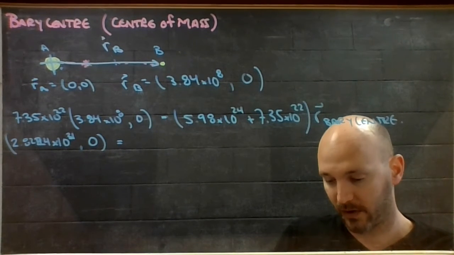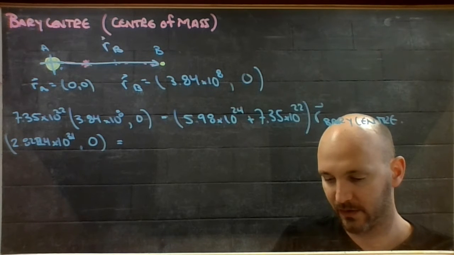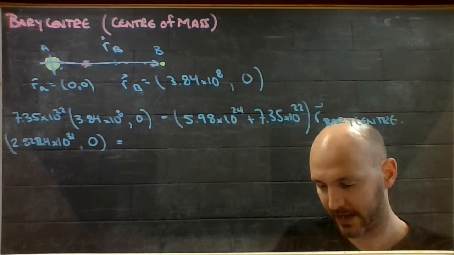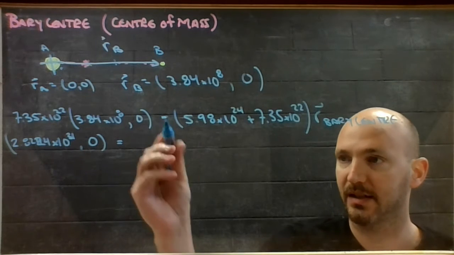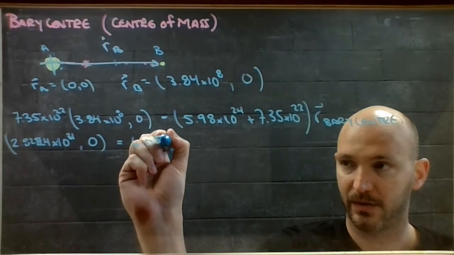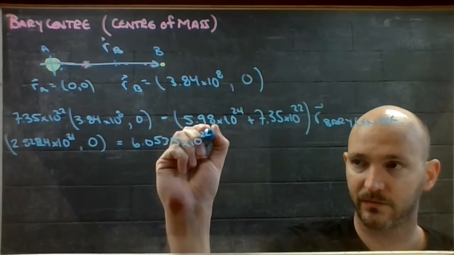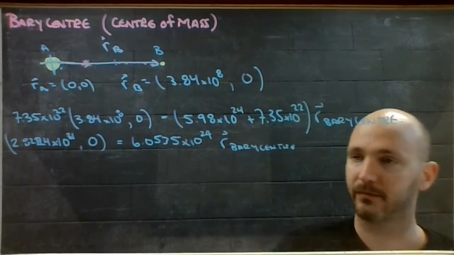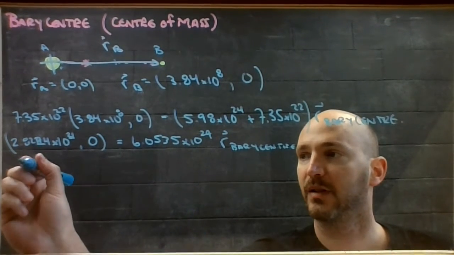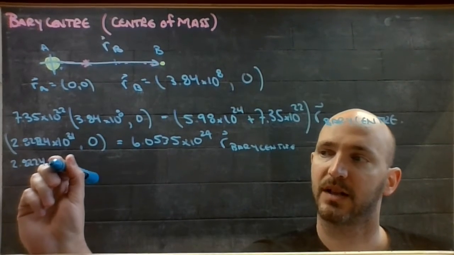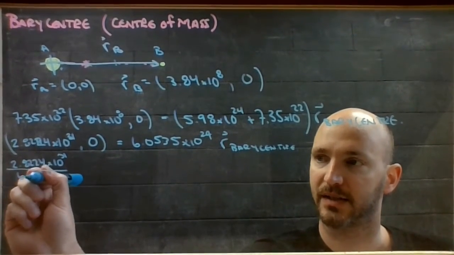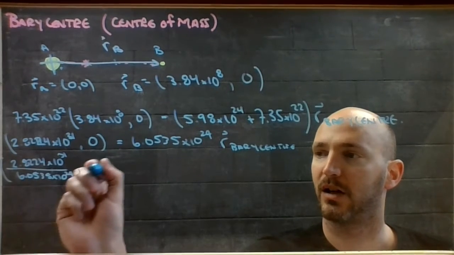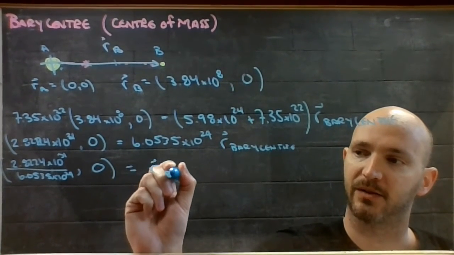5.98 times 10 to the 24 plus 7.35 times 10 to the 22 gives me 6.0535 times 10 to the 24. Move this vector to the barycenter. Okay, so divide this by this: 2.8224 times 10 to the 31 divided by 6.0535 times 10 to the 24, comma 0, equals my vector to the barycenter.